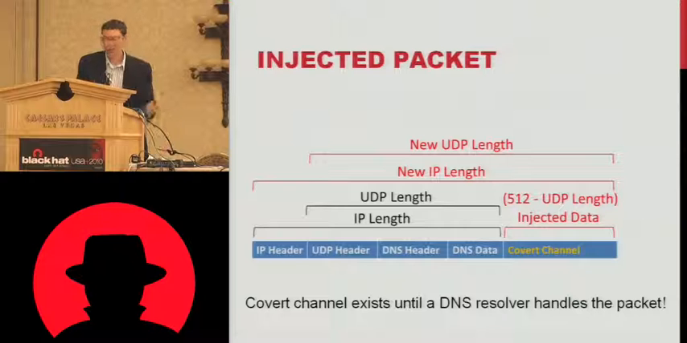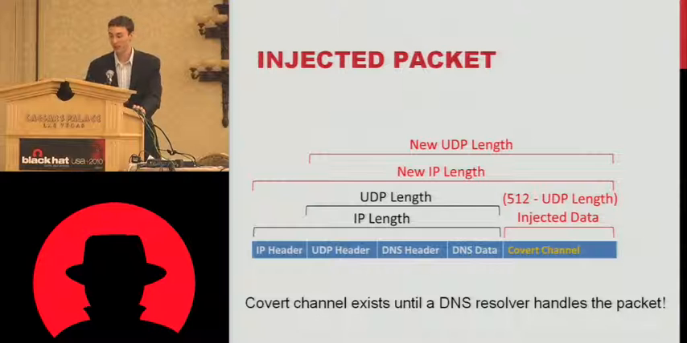So this is a basic idea of what I'm talking about here. You have your IP header, UDP header, DNS header, then you have your DNS data. Well, what you can do is take the IP and UDP lengths and increase those by the amount of injected data you want to throw in that particular packet. Then you're going to have to put a new UDP checksum and a new IP checksum on there when you modify it. But essentially you can put however long of a covert channel on the end of this you want, and you can put any type of data in there. It doesn't have to be formatted in any specific way. And this will actually exist going through the network until it hits a DNS resolver at some point.